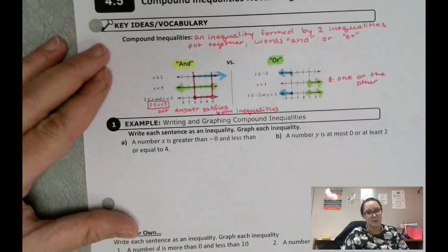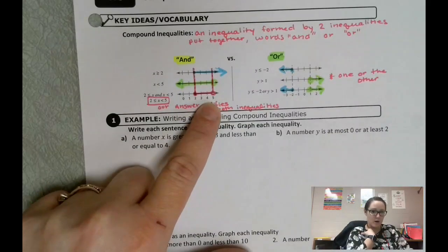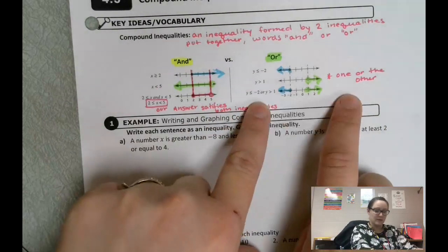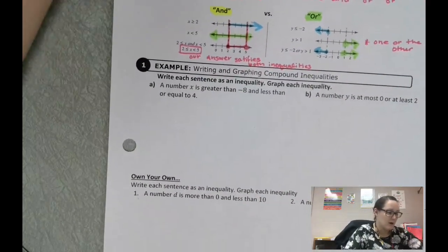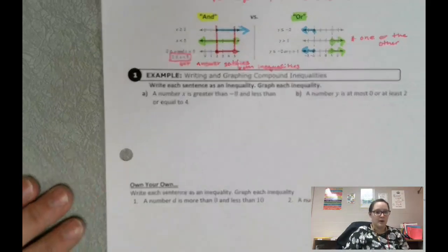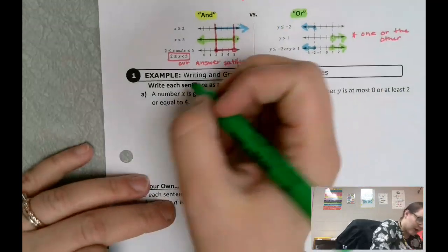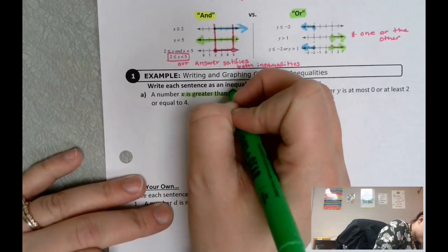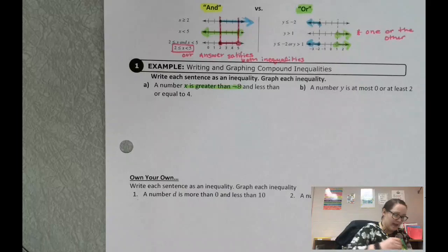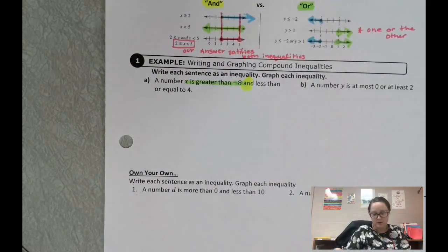So that's the difference between and or or inequalities. One looks like a number or inequality is just in between. The other has two different inequalities on it. So if we're looking at an example on how to write it, when you're reading it, we have x is greater than, sorry, x is greater than negative 8. And, being our keyword, less than or equal to 4.